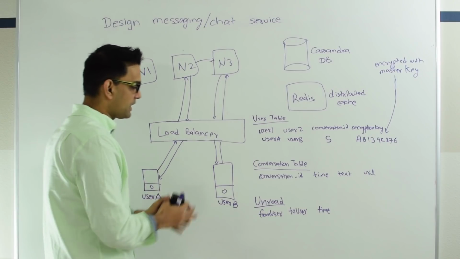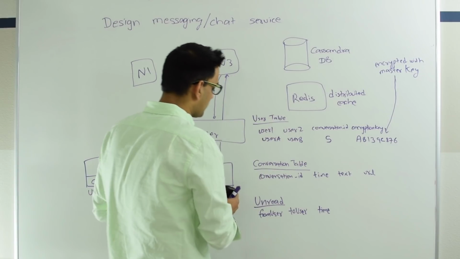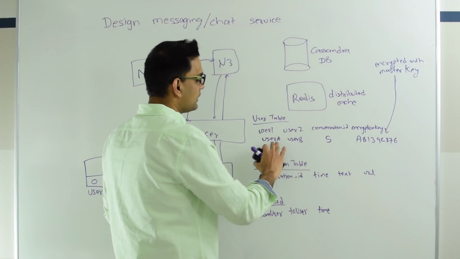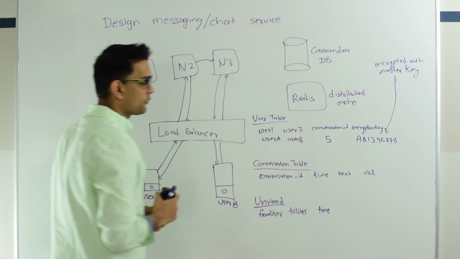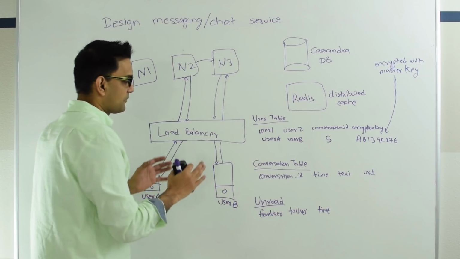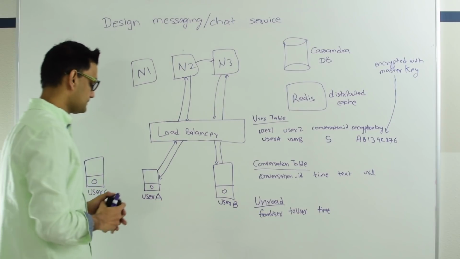User B also came online, and he also pulled in all this information from the same table, and he also has this conversation ID 5 and the decrypted version of this encryption key for specifically chatting with user A.